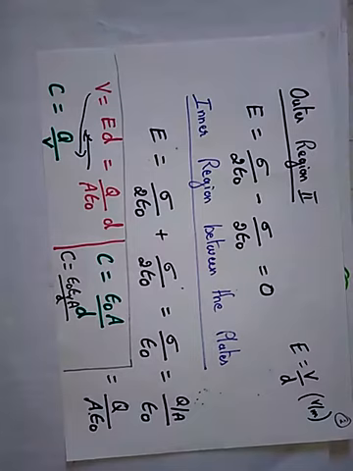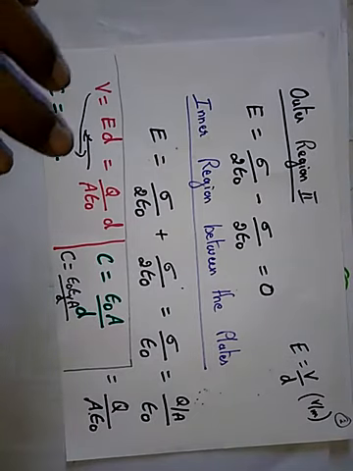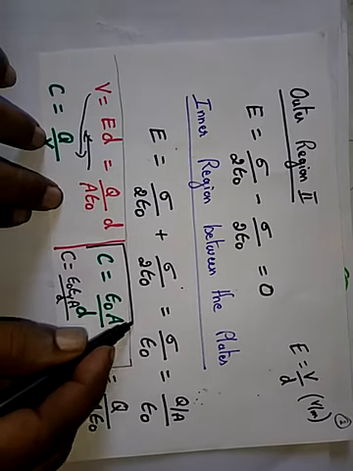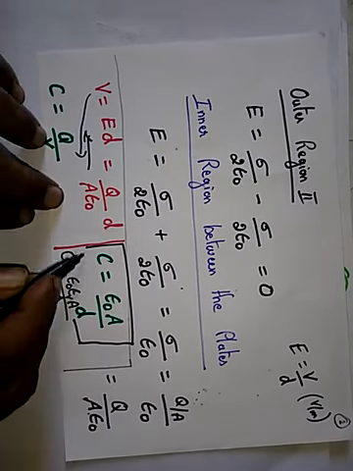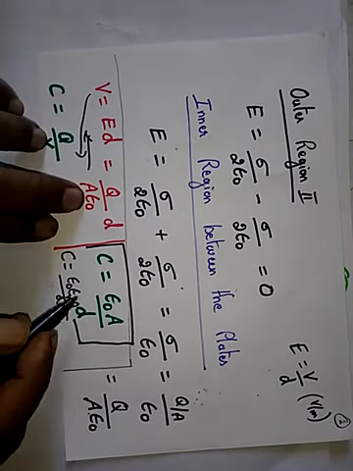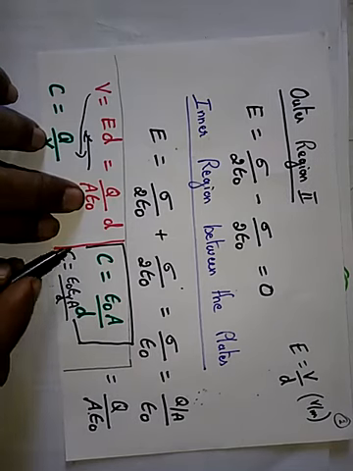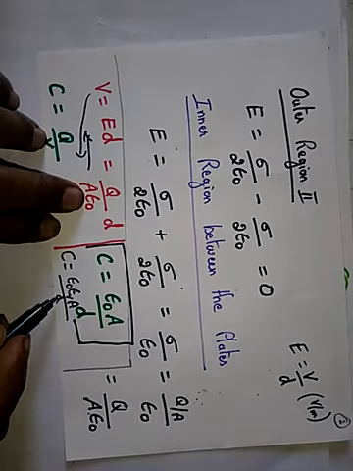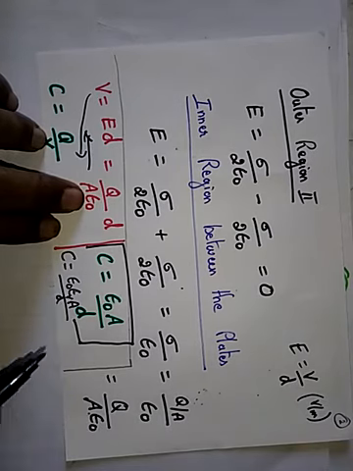So that's all about the parallel plate capacitor. The formula you have to remember for the parallel plate capacitor is epsilon naught A by d if the dielectric is going to be air, or the more general formula is C is equal to epsilon naught epsilon r A by d. This is the formula you have to use.